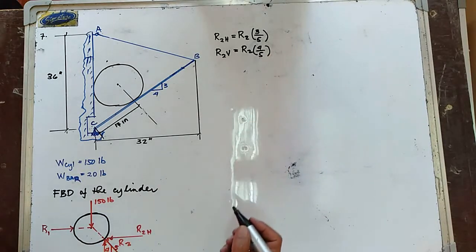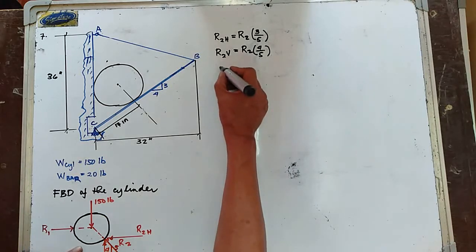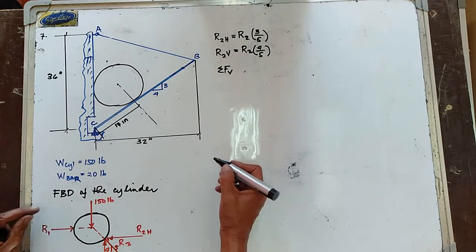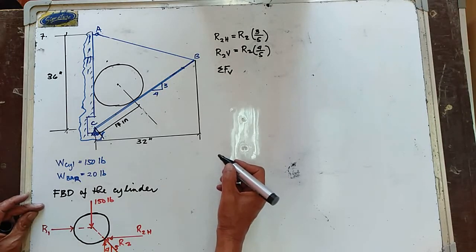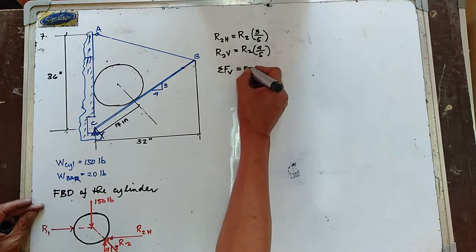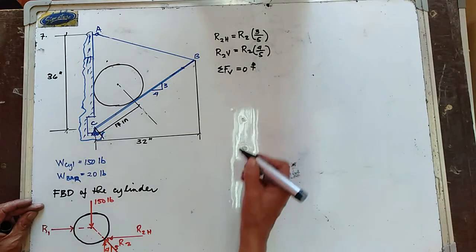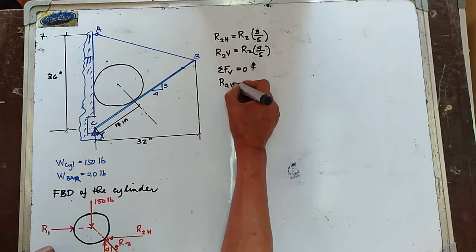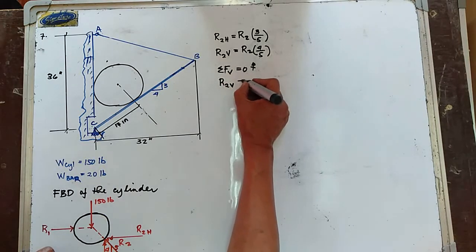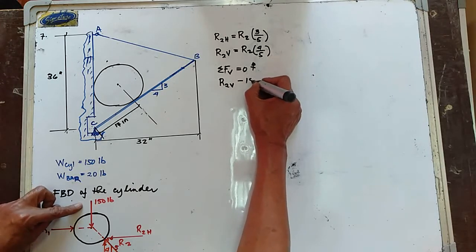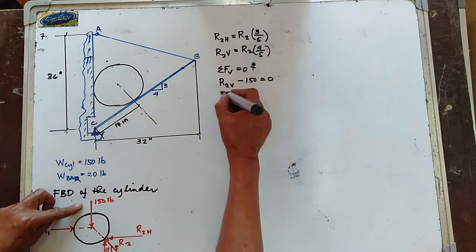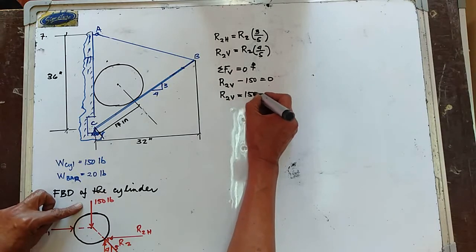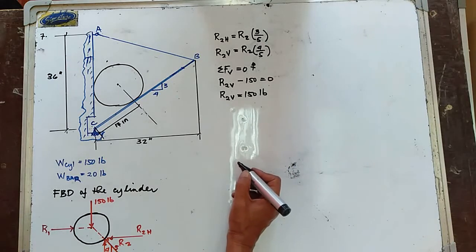Now, if you try to take the summation of forces vertical in the FBD of the cylinder, equal to 0, upward forces positive. So your R2 vertical minus 150 is equal to 0. Hence, your R2 vertical is equal to 150 pounds.